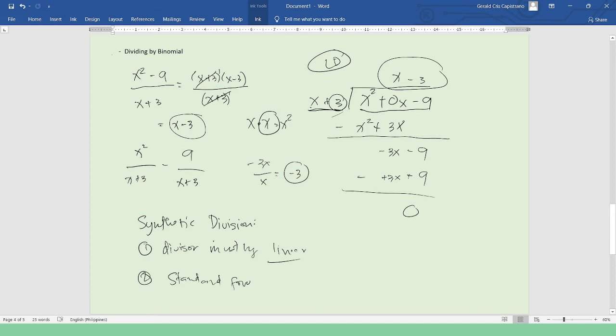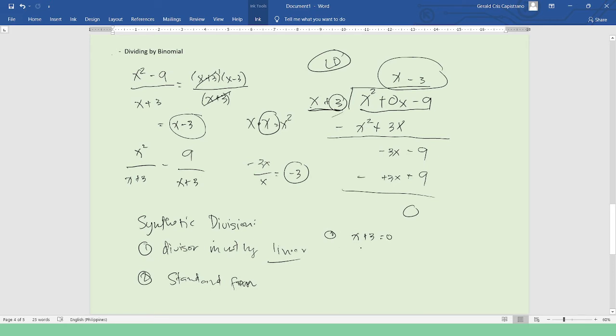Okay? So, dalawa yun. Yung ating divisor must be linear. And another thing, nasa standard form dapat. So, ano yung usually na ginagawa dito? Ang una mong gagawin, first step sa iyong synthetic division, ay tingnan mo muna yung iyong divisor. Yung divisor, tama. 1 yan, tama. At ito ay 3. Ang pwede mong gawin dyan ay i-equate mo to sa 0. Tapos kunin mo yung value ng x.